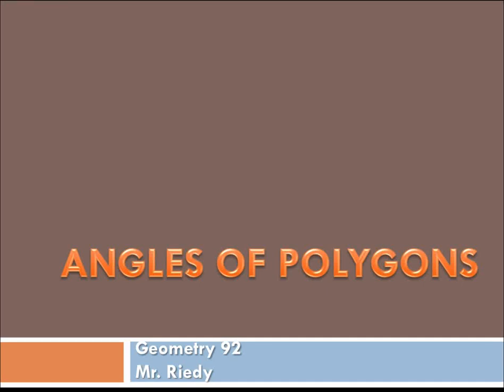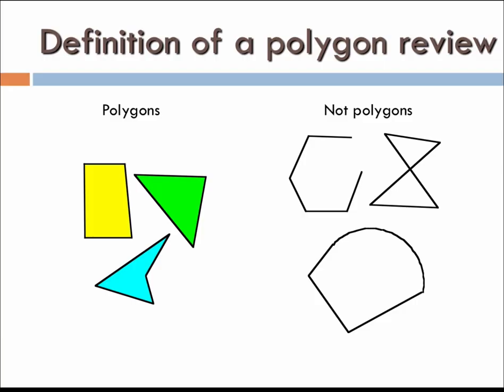Introduction to chapter 6. The focus of chapter 6 is on quadrilaterals, but we're going to start by talking about polygons in general. We're going to take the stuff we did with triangles and expand on it a little bit. So before we get started with all that fun stuff, we need a quick review.